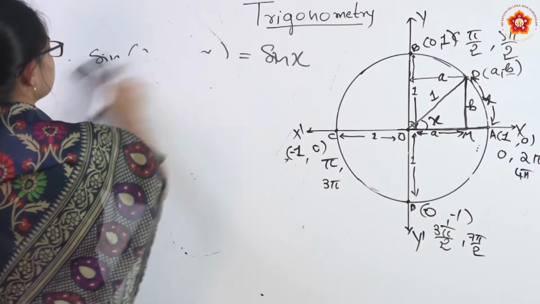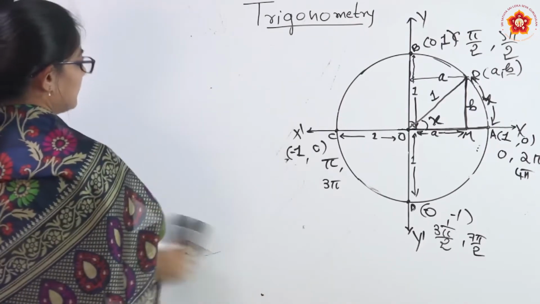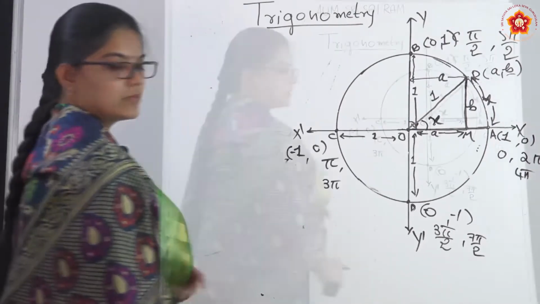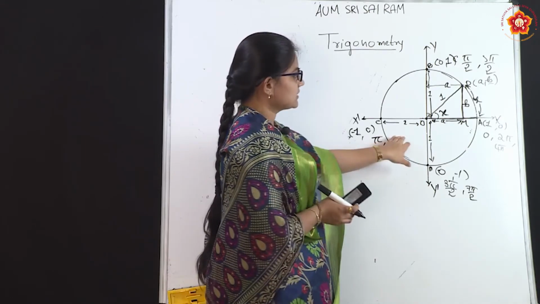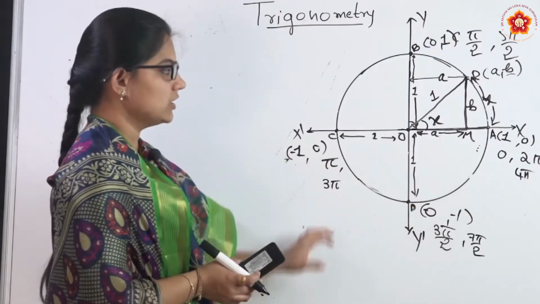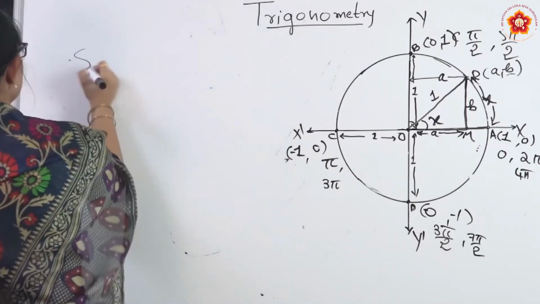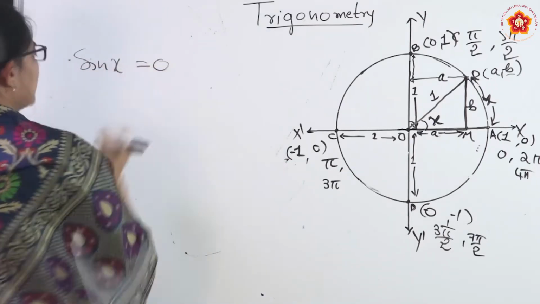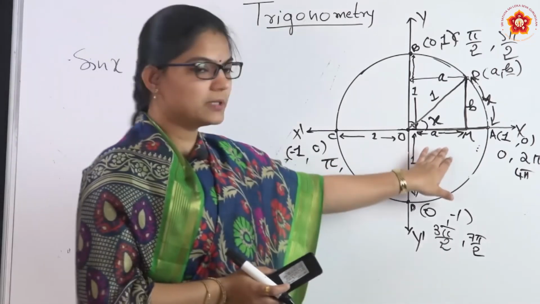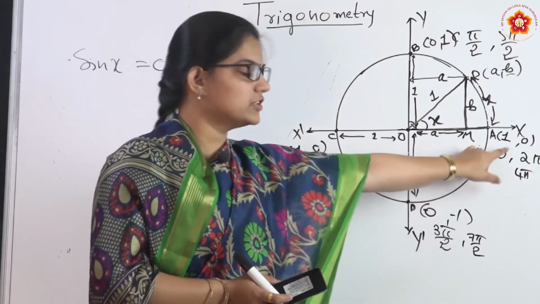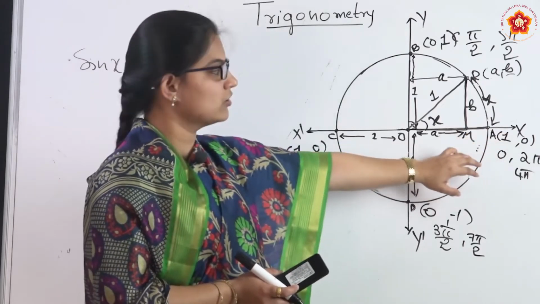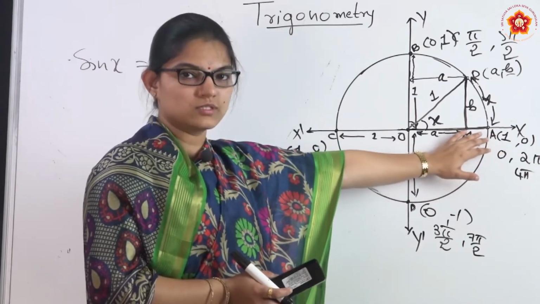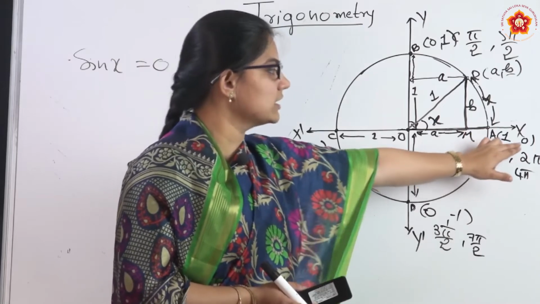Now we can consider where you are getting sin x and cos x as 0, okay. Just list out. So we are getting sin x is equal to 0 where? Sin x will be given by the y coordinate of the point, right. So where the y coordinate is 0, there you will get the sin x value 0. So where will you get the sin x value 0?